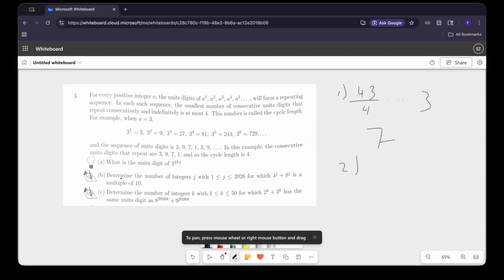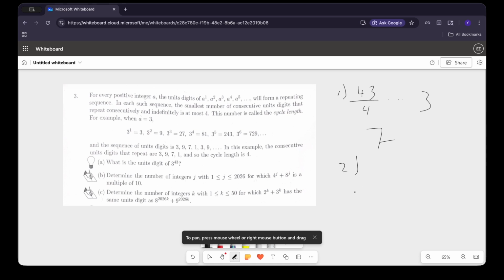Second question. Determine the number of integers j, with j bigger than or equal to 1 but smaller than or equal to 2026, for which 4 to the power j plus 8 to the power j is a multiple of 10. So this one is also really easy.